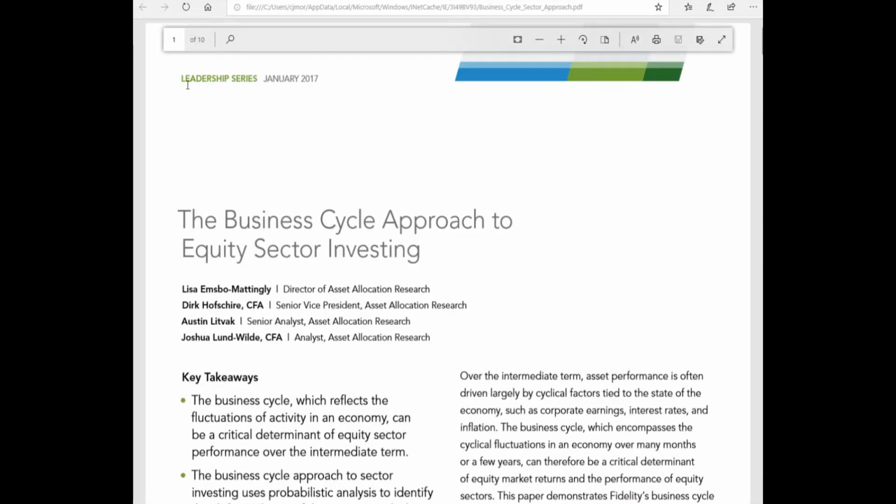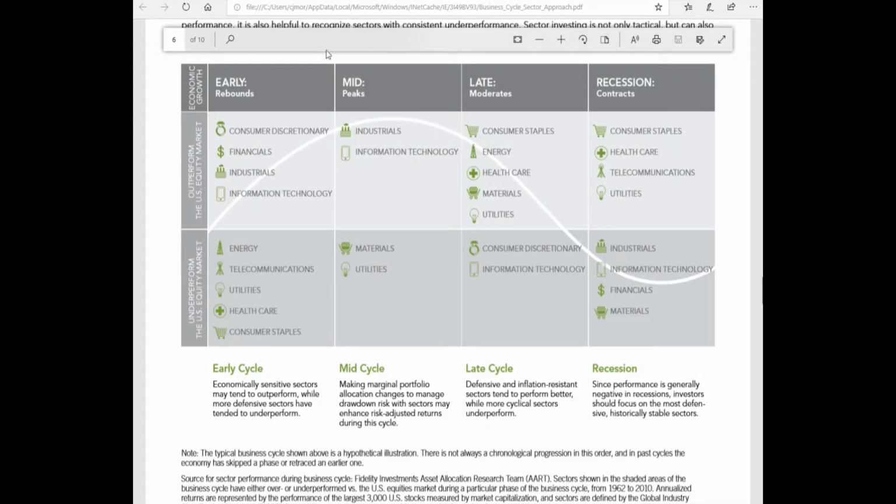Fidelity put out a white paper on the business cycle approach to equity sector investing back in January of 2017. I think this is very useful. I believe we are in the late phase of the expansion, as you can see from the other sources I was looking at.